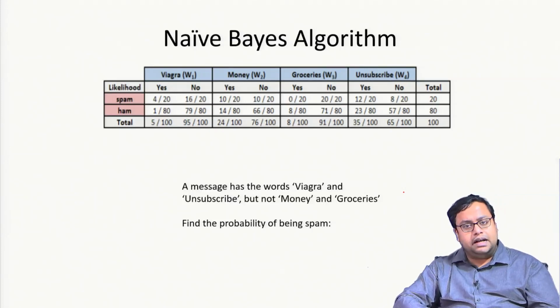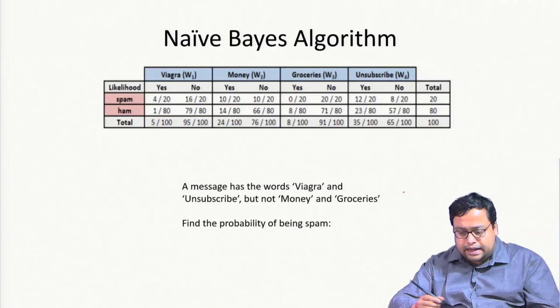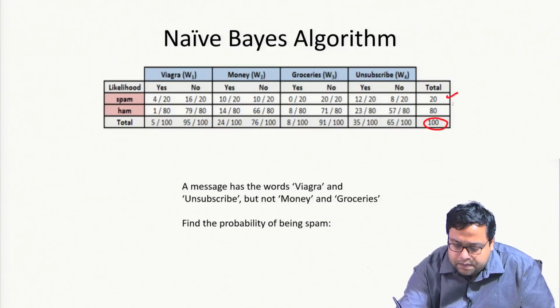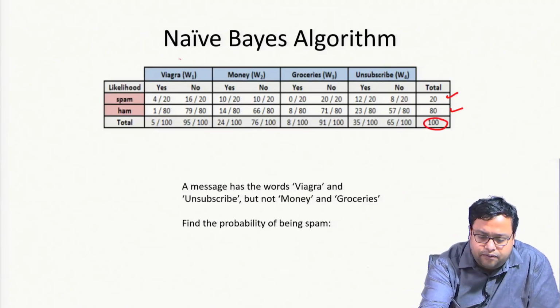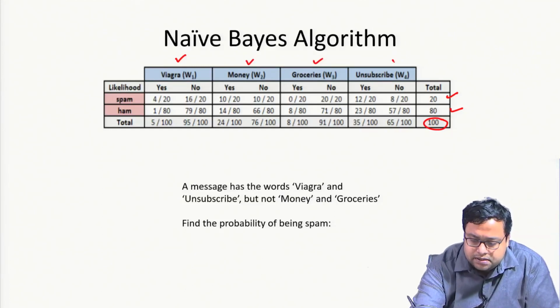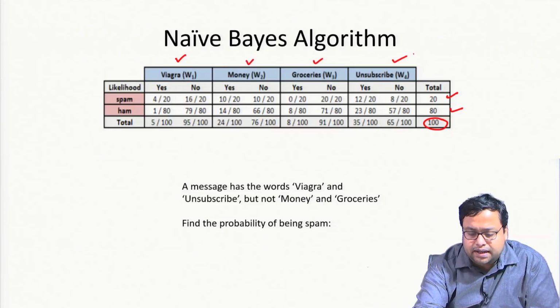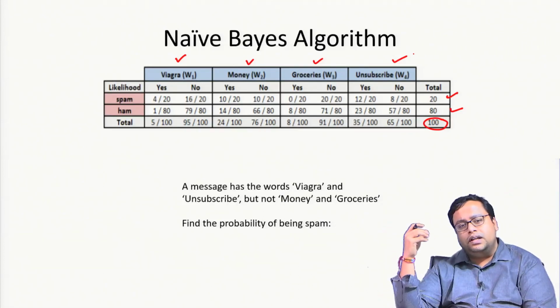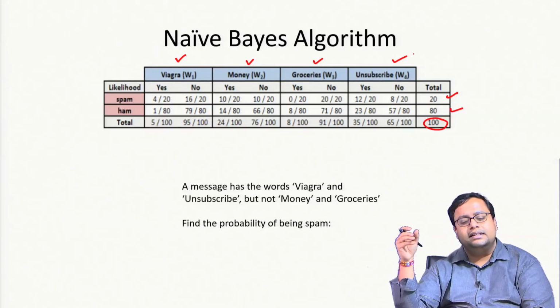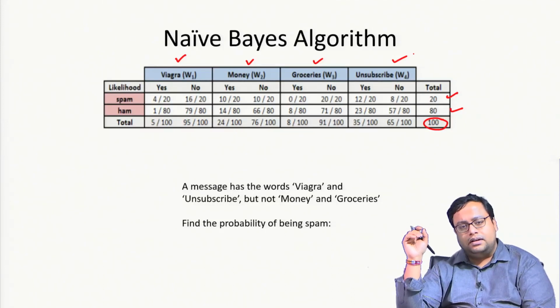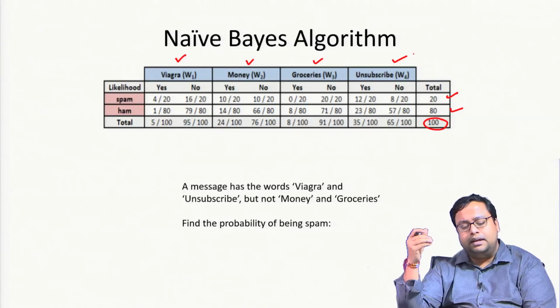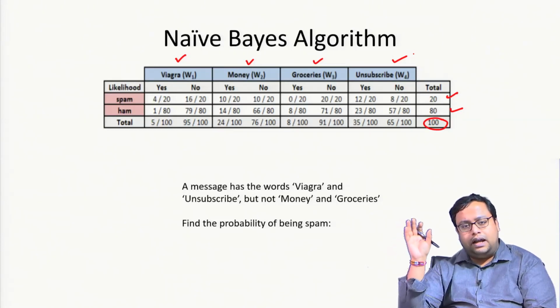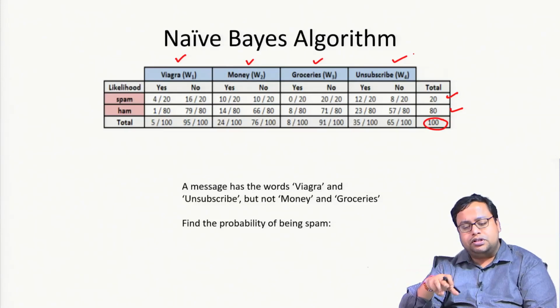We generally do this with multiple words. Let us say whatever I did for those 100 messages, I got 20 spams and 20 hams, and instead of one word I did it for 4 words: Viagra, money, groceries, and unsubscribe. These are 4 words very commonly found when people send mass mails or mass SMSs, mainly in the US probably. These words are very common, and correspondingly the probability distribution is given there.